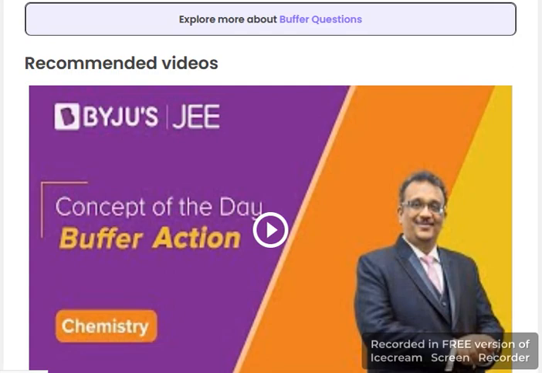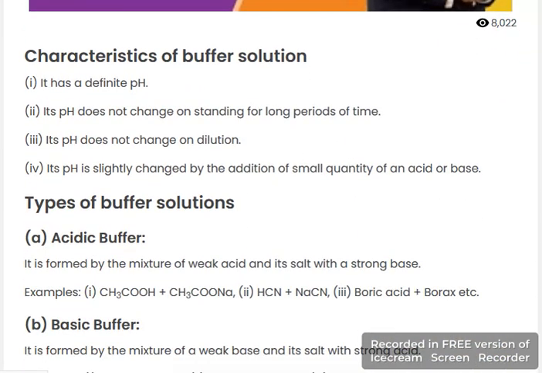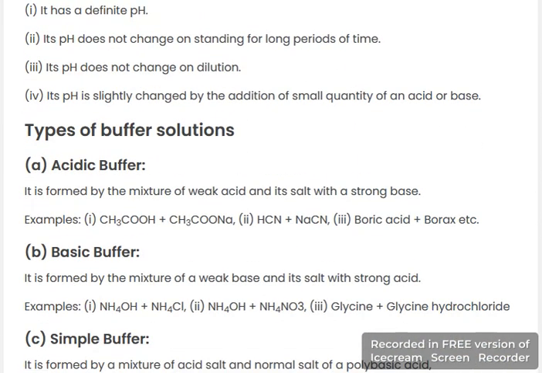This is the table of contents. First of all, we discuss the characteristics of a buffer solution. It has a defined pH. Its pH does not change on standing for a long period of time. Its pH does not change on dilution. Its pH changes only slightly on the addition of a small quantity of an acid or base.